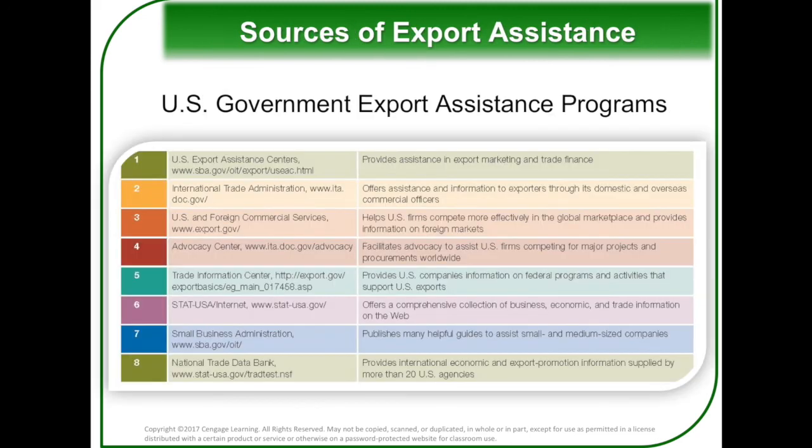Some of the programs to help you get in the export business, the U.S. government's got several things. There's independent things. There's information and help available at the SBA. There's other things like U.S. Export Assistance Centers. If you look this slide over, you'll see about 5 or 6 other government and non-government assistance programs to help you get in the export business.